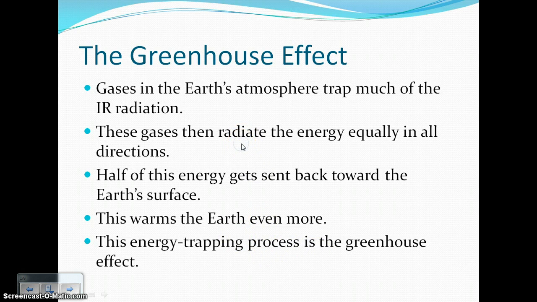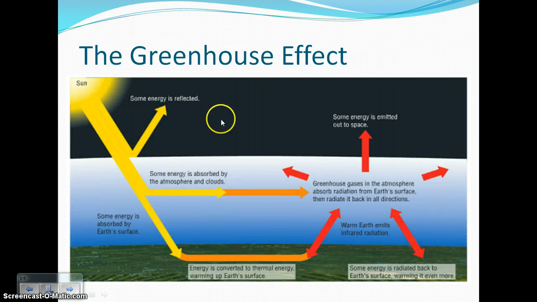Okay, let's go to the next slide. Here's a diagram just describing the process that I just mentioned. So the sun comes down, some energy is reflected, some energy is absorbed by the Earth's surface, some energy is absorbed by the atmosphere and clouds. The greenhouse gases in the atmosphere absorb radiation from the Earth's surface, then radiate it back in all directions. So some of the energy gets radiated back to the Earth's surface, into the atmosphere, and back out into space.